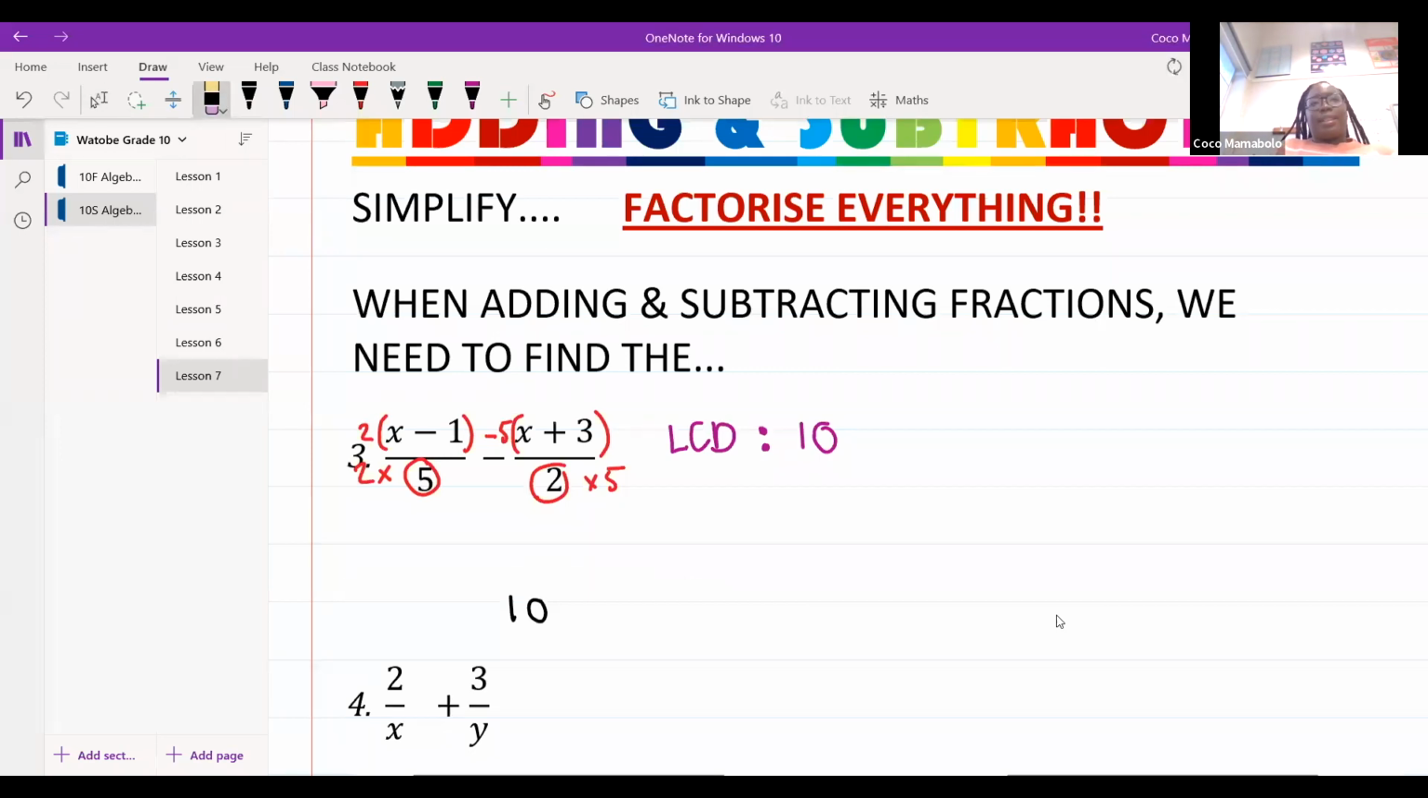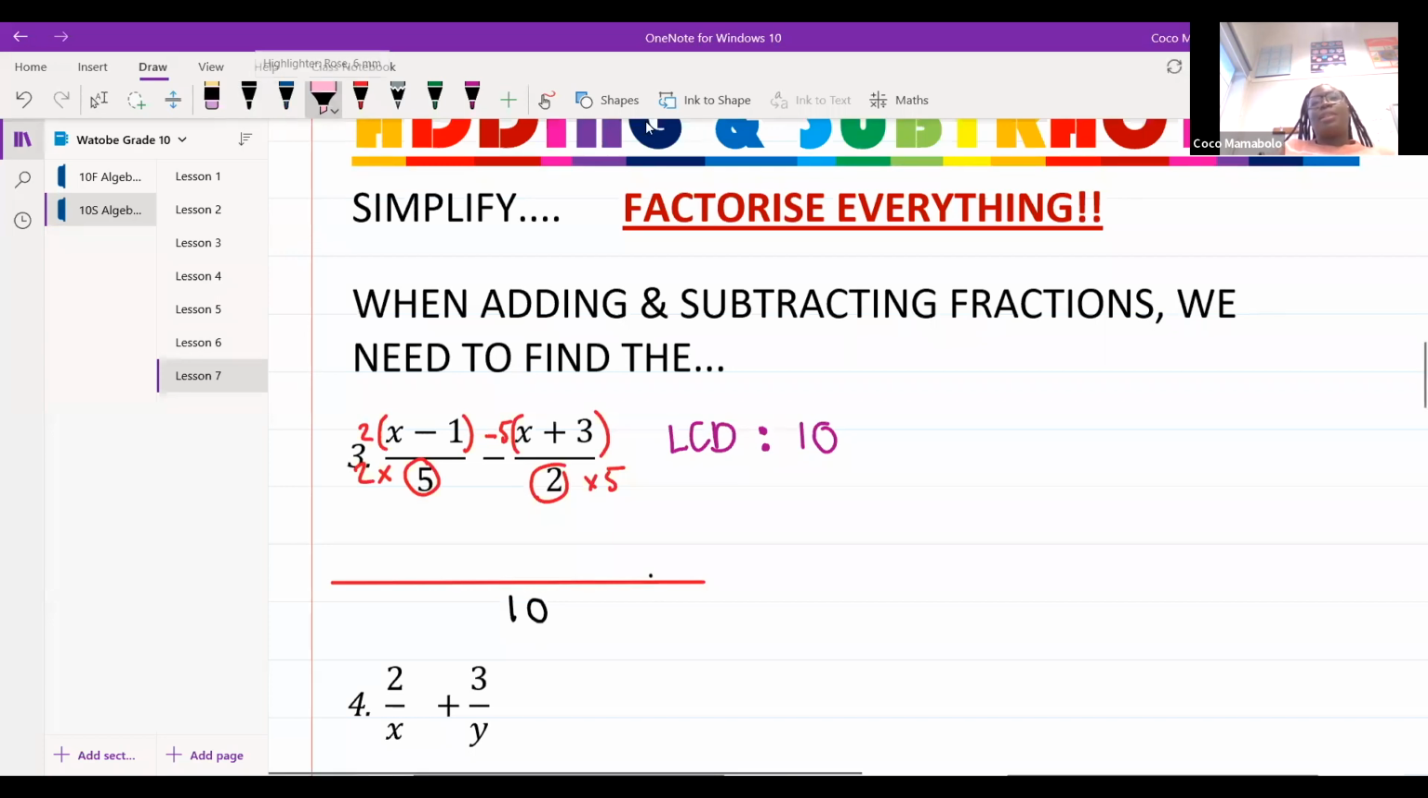Yes. And then moving up, we're going to have to multiply 2 times x, which will give us 2x, and then 2 times -1, which will give us -2. And then we'll have to move to the next fraction, and we'll have to do 5 times x, which will be 5x, and then 5 times 3, which will be +15. Is that how you do it?